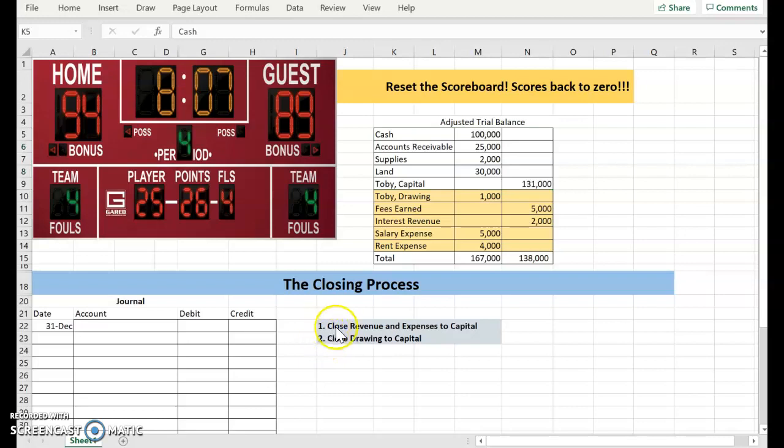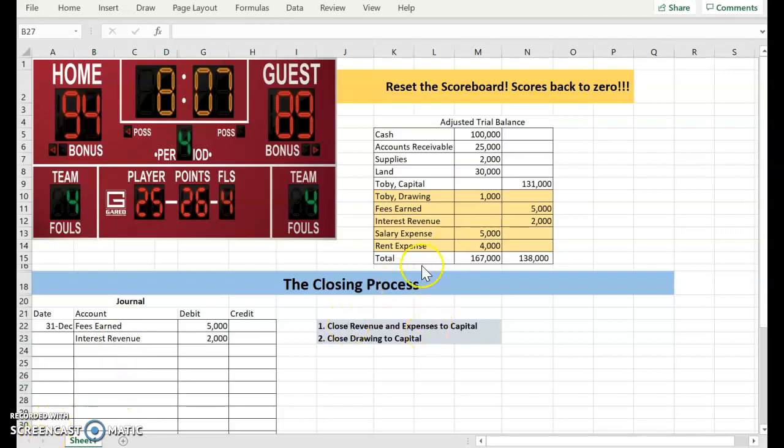Our first step is to close revenue and expenses to capital. So as you can see up here, we have two revenue accounts that have credit balances. So to close fees earned, I'm going to debit it for the $5,000, and to close interest revenue so that these accounts are zero, I'm going to debit interest revenue for $2,000.